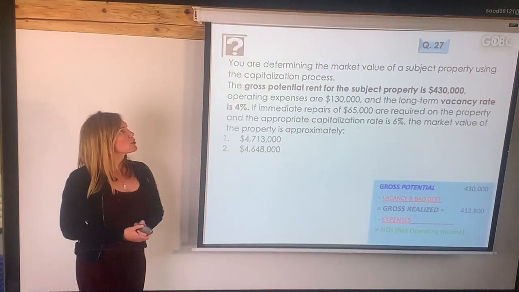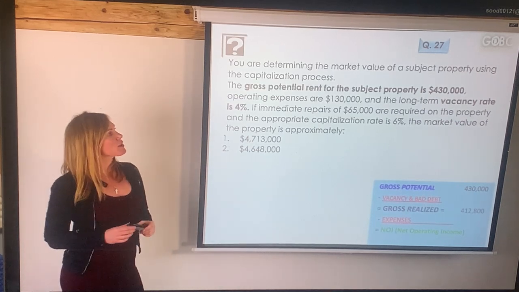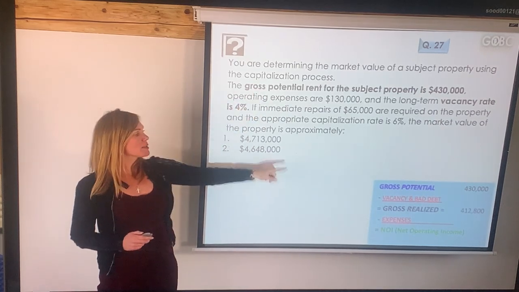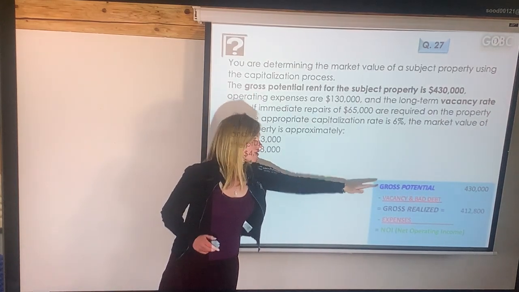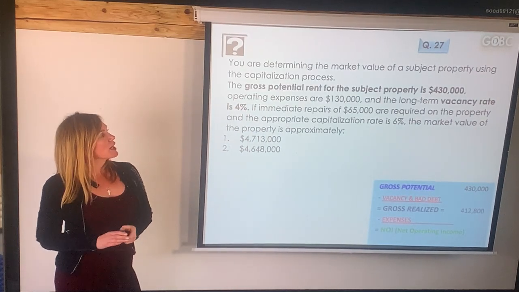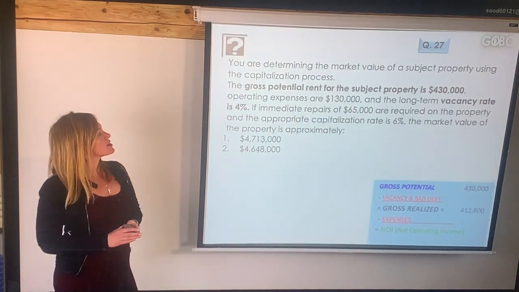Okay, 27. You are determining the market value of the subject property using the capitalization process. The gross potential rent for the subject property is $430,000, right? So first you always have to pay attention to what type of rent. If it's a potential rent, that's where you start from. So they say 430, that's a potential rent in here. And then it says that operating expenses will be $130,000, so that is an expense that will come up in there, right? And the long-term vacancy rate will be 4%.